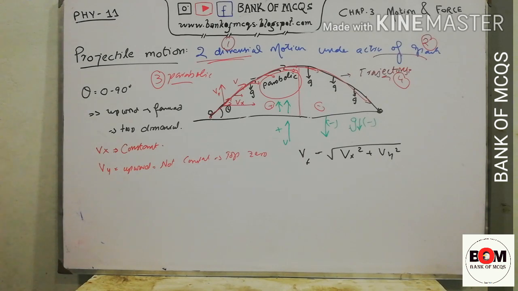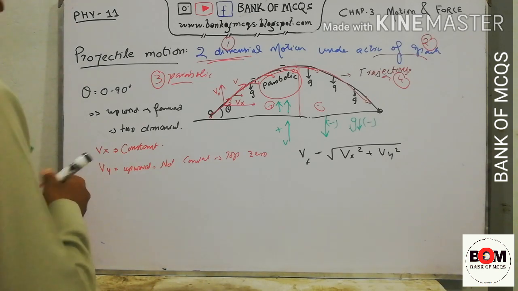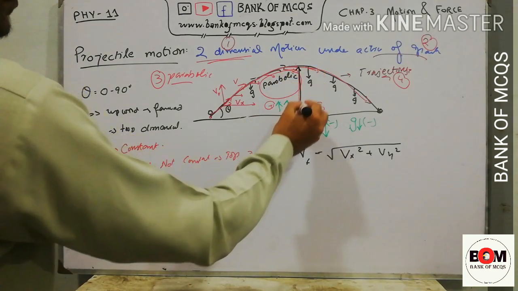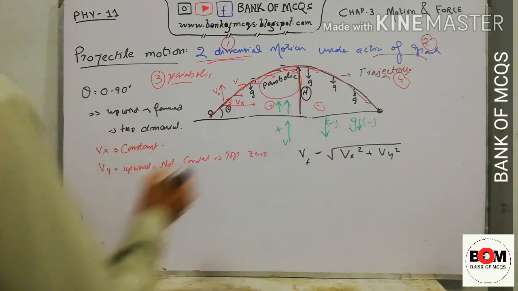Now, there are three things that are important. The one is the height, that is how much upward a projectile went. This is called height.